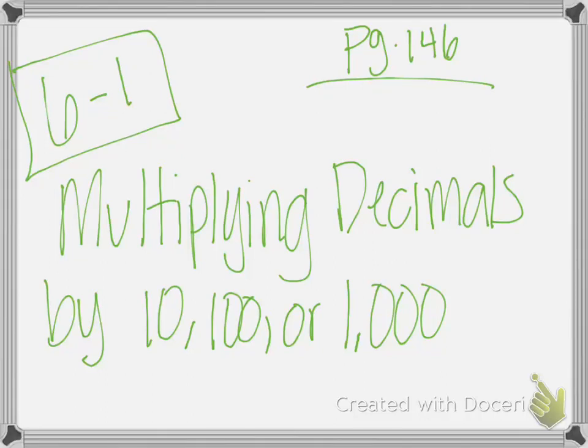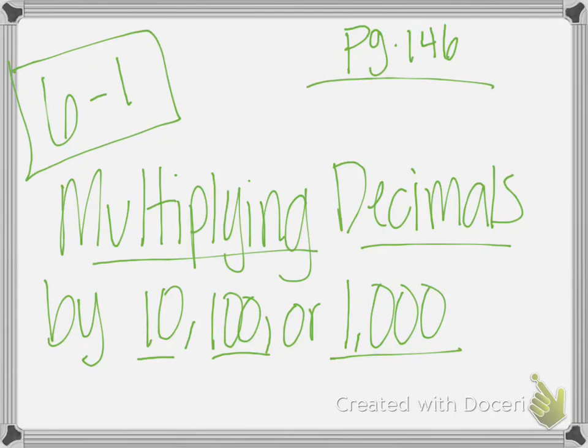All right, we are on topic 6. How exciting is that? And this is on page 146 of your book. So open up your spiral and label your new page that we are multiplying decimals by 10, 100, or 1,000.